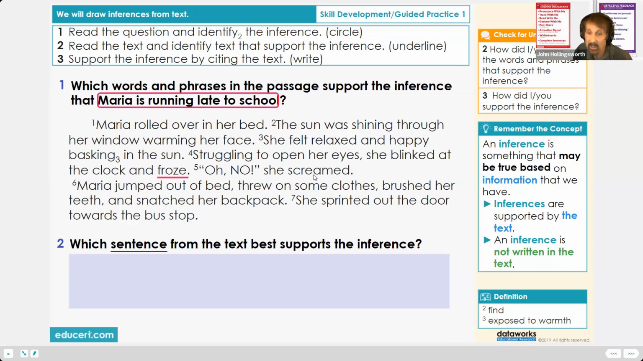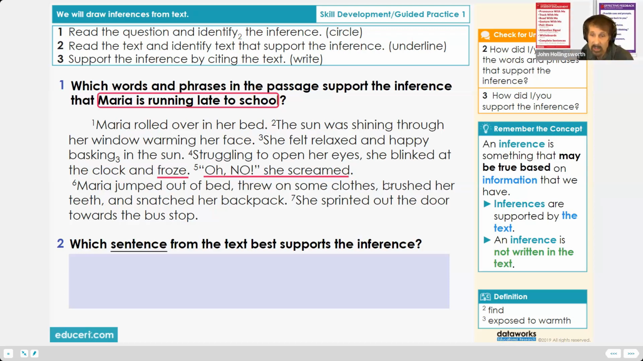Okay, let's raise our voices here and let's do number 5. Ready, go. Oh no, she screamed. Okay, whiteboards, yes or no? Does sentence number 5 support the inference she's late for school, and why? Okay, whiteboards up. Okay, very good. Now I'm going to speed it up. Oh, wait, I see one that doesn't. Look what she says. She looked at the clock and screamed, oh no. She realizes something about the clock, about what time the clock is.